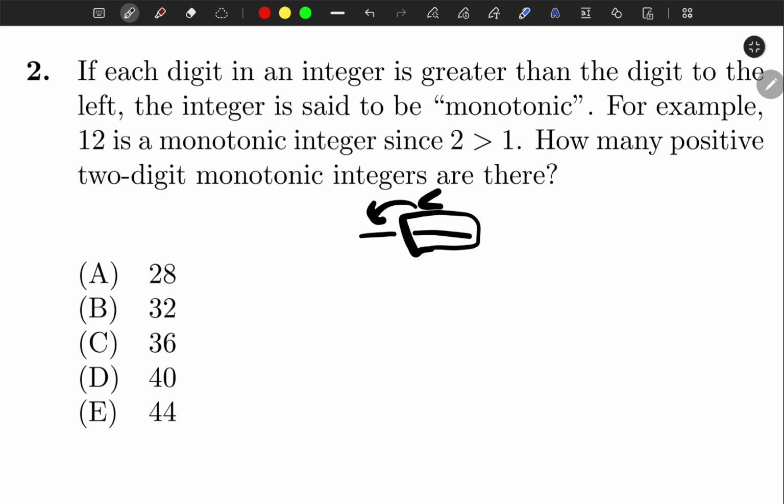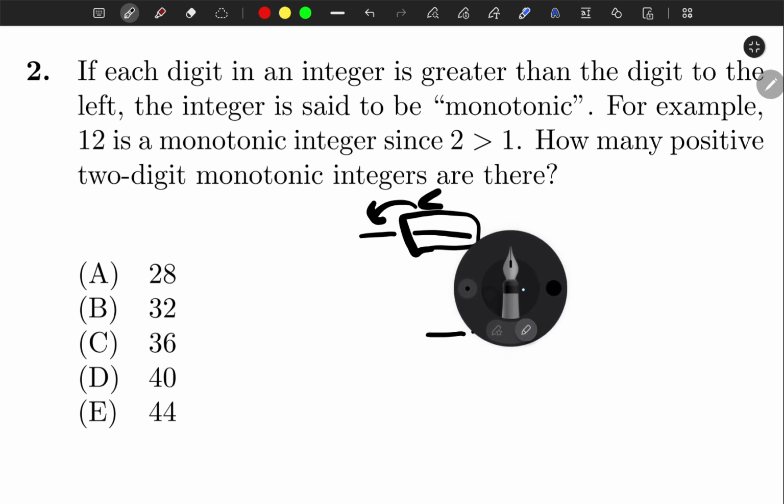Now, for example, 12 is a monotonic integer, because 2 is greater than 1. Okay, this makes sense. Now they're asking how many positive 2-digit monotonic integers there are. One important thing I can immediately note here is that we cannot have 9 towards the right, because if we have 9 on the right, we cannot have a 1-digit number that's greater than 9.